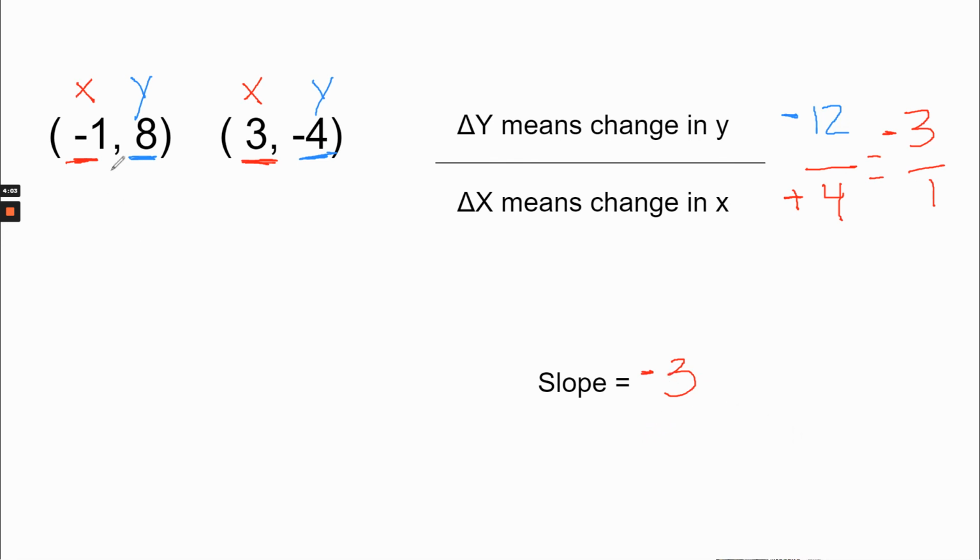It's also important that you always go in the same direction. Notice I did how far from 8 to -4, and then I also did -1 to 3. You want to make sure you're going in the same direction when you're comparing.